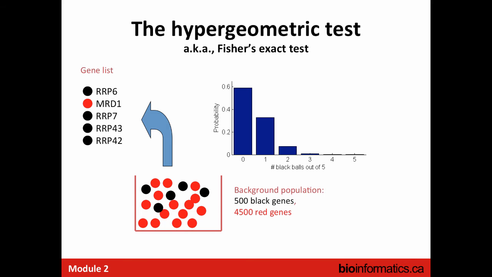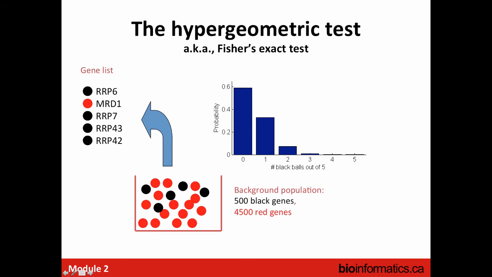Okay. All right. So if I tell you in the background population there are, let's say, 500 black genes and 4,500 red genes, and I took a random sample of 5 genes from that population, then this little histogram here tells you the probability that I would get exactly 5 black balls, exactly 4 balls, exactly 3 balls, 2 balls, 0 balls, and 1 ball.